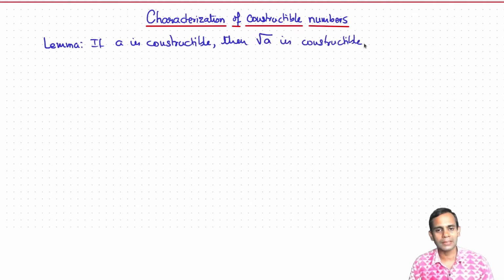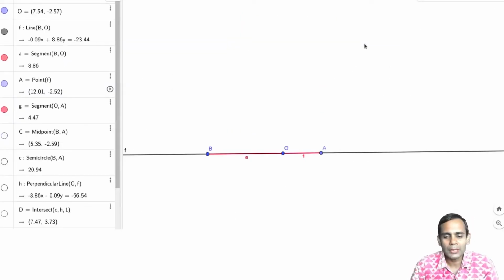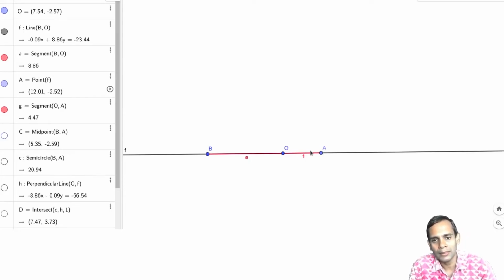And how does this construction work? Well, let's use GeoGebra. To start with, I have the segment OA of length 1, and I mark off to the left of O another segment of length A. And now I'm going to construct a segment of length square root A. So firstly, I find the midpoint of A and B. Let's call it C. This we can do again using straight edge and compass. I already did this when we were trying to construct square root of 2.